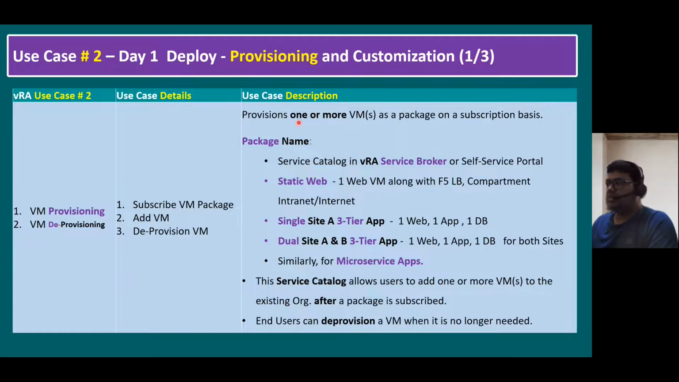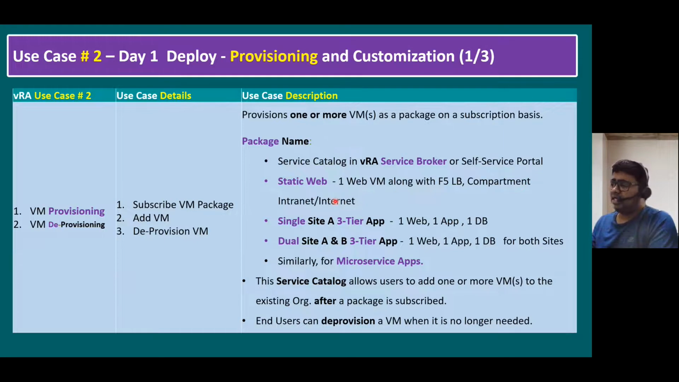But within this virtual machine package, what are the options we can use? Like t-shirt sizing: small VM, large VM, or extra large VM. That sizing also we have to do. So the service catalog in vRealize Service Broker or self-service portal, customers may use some customized names also. I gave one example as self-service portal, or you can use the same vRA official name, Service Broker.